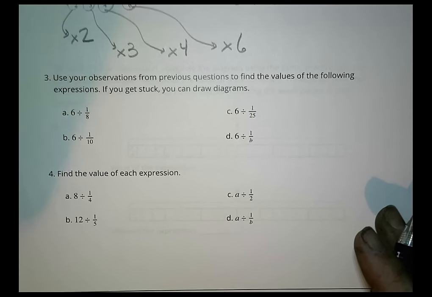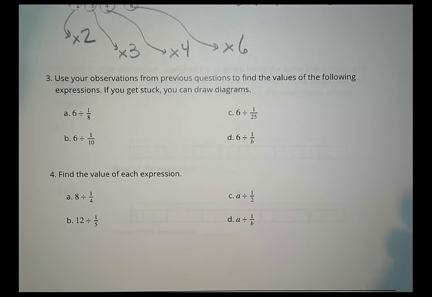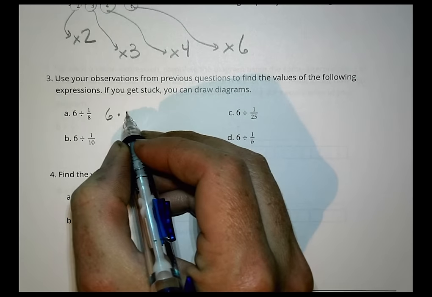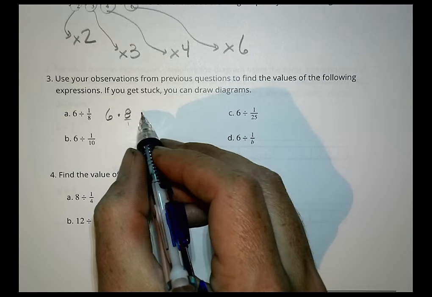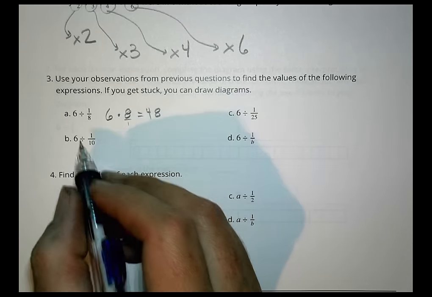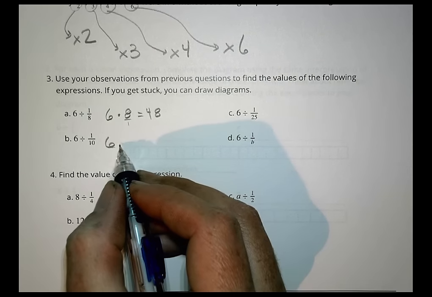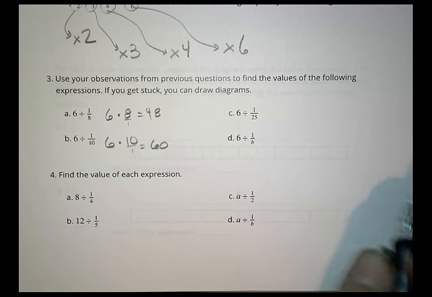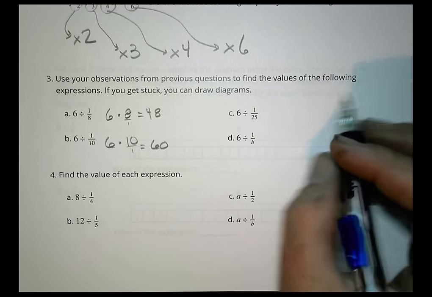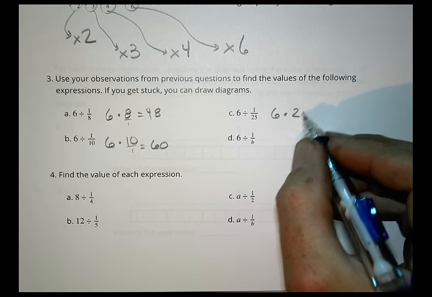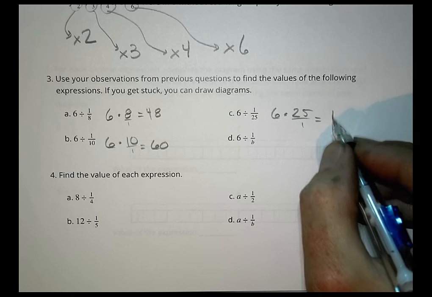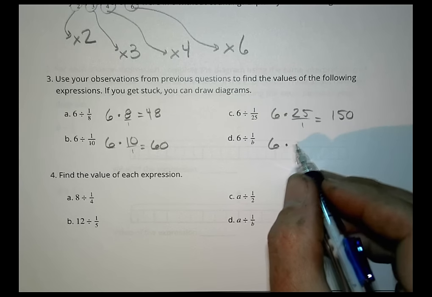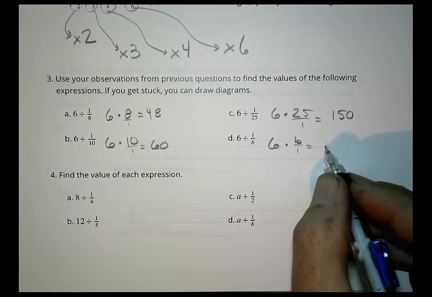If you get stuck, you can draw diagrams, but hopefully you won't need to. Alright, so 6 divided by 1/8 is the same as 6 times 8 over 1 if you want to think about it, which is 48. 6 divided by 1/10 is the same as saying 6 times 10, or 10 over 1, which equals 60. 6 divided by 1 over 25 is the same as saying 6 times 25 over 1, which is equal to 150. And 6 divided by 1 over b is the same as doing 6 times b over 1, which is equal to 6b.